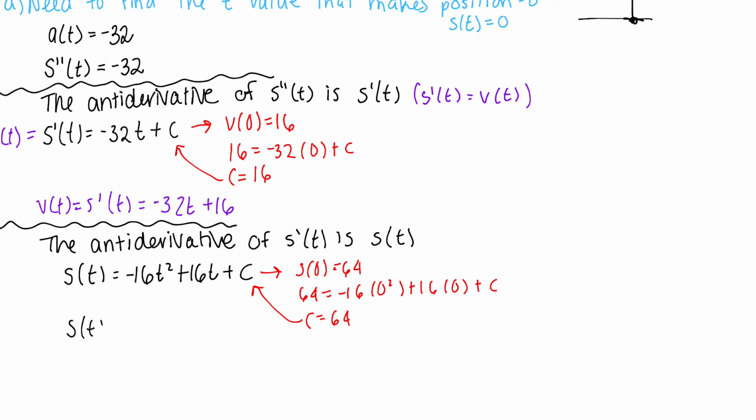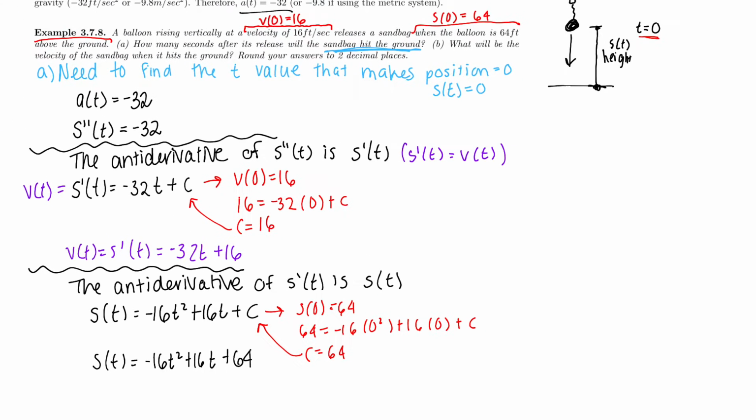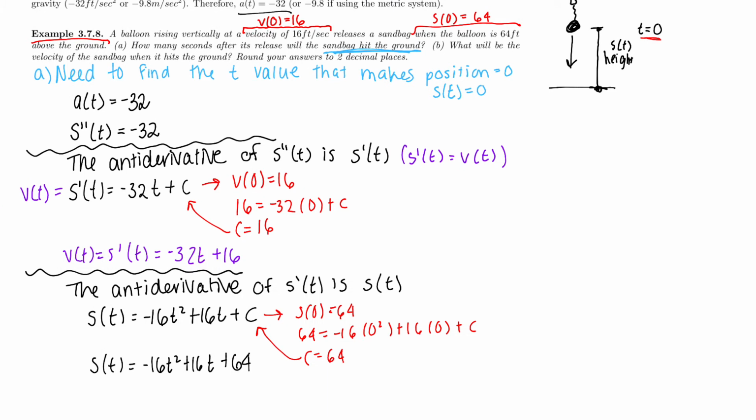And you're going to get s of t is equal to negative 16t squared plus 16t plus 64. Now that feels really great, and you're like, I am done. I have found my answer. There's s of t. But wait, there's more. Because that's not what we wanted, right?